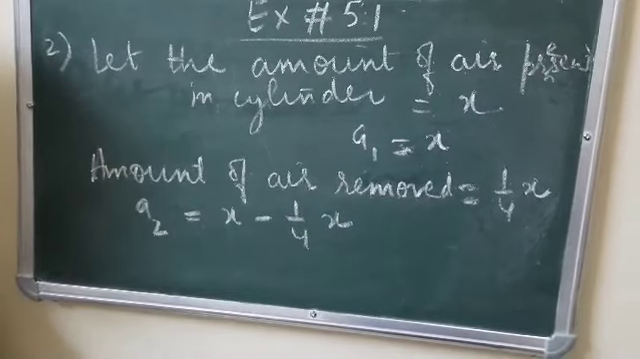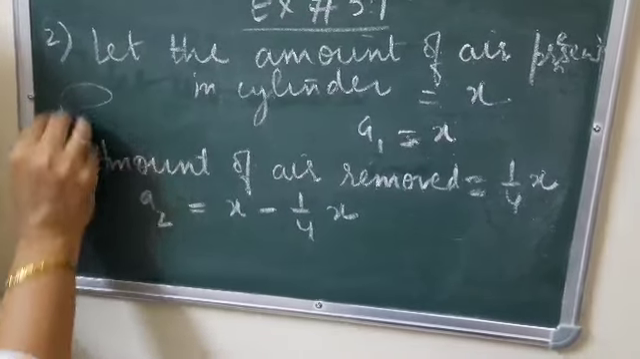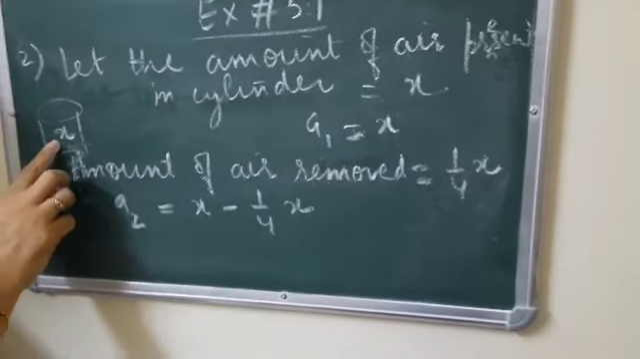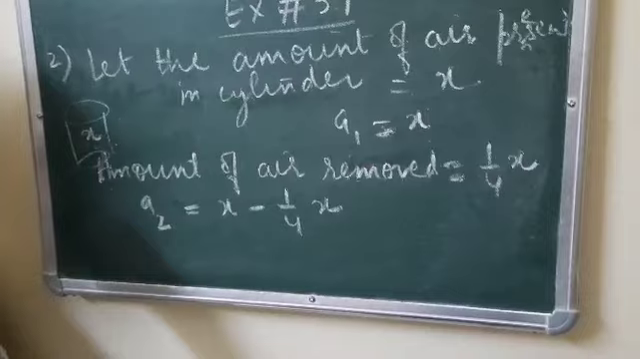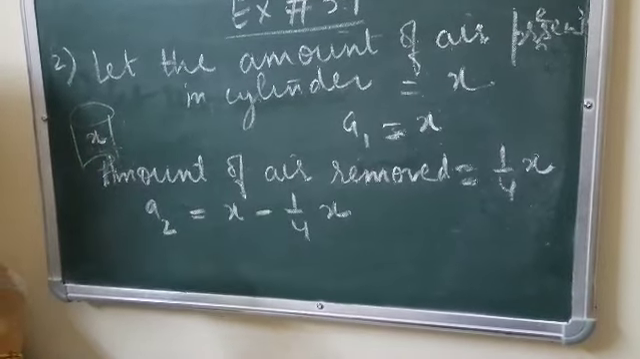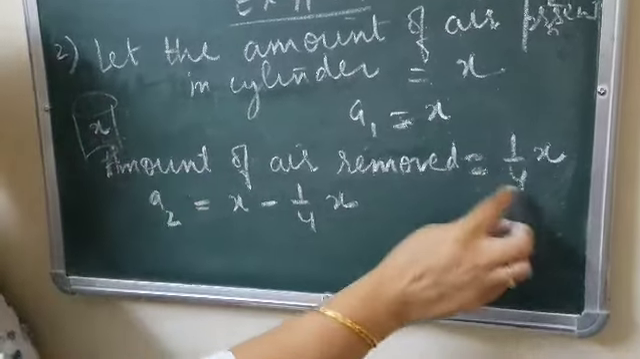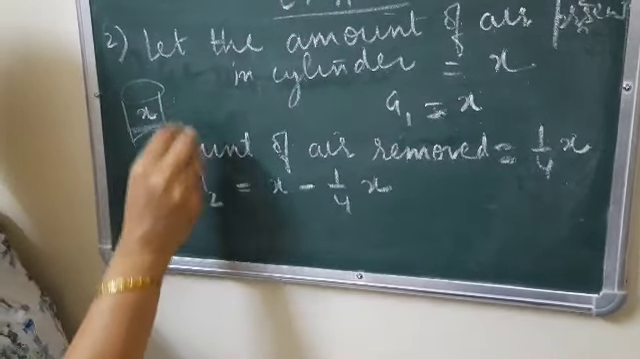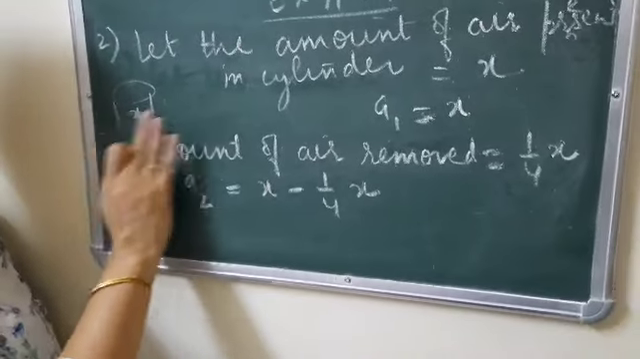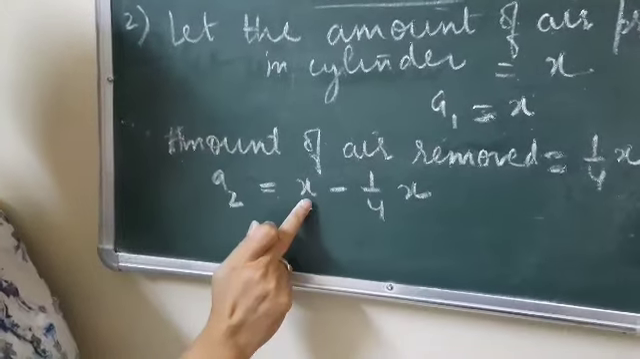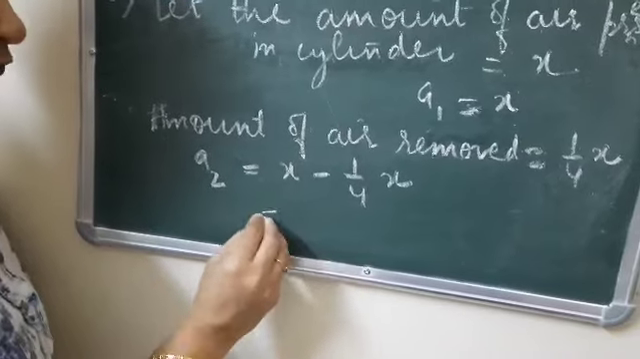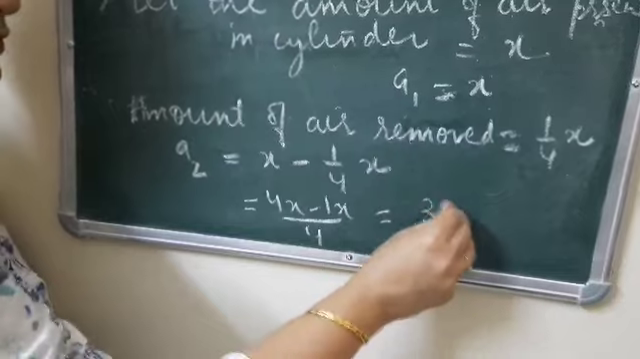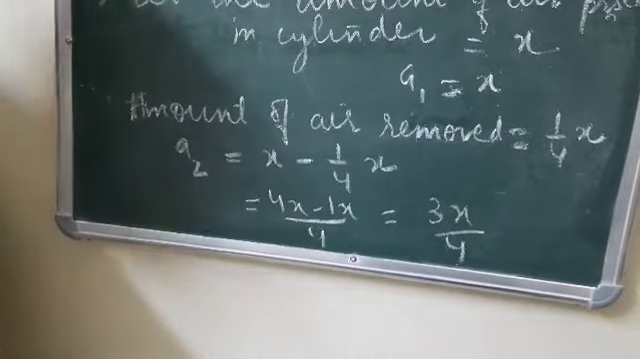Is it clear? There is a vacuum pump in which there is some gas. This gas we have taken as x. Initially it was x. Now, when it starts working, 1/4x is removed. That means if 1/4x is removed, how much air will be left? Some of it will be removed, so we will subtract it from x to get a2. So, in the second case, it will be x minus 1/4x, which, taking the LCM, is 3x/4. So, our a2 will be 3x/4.